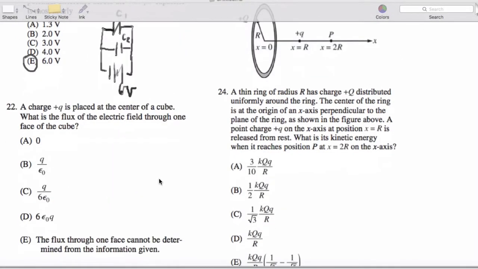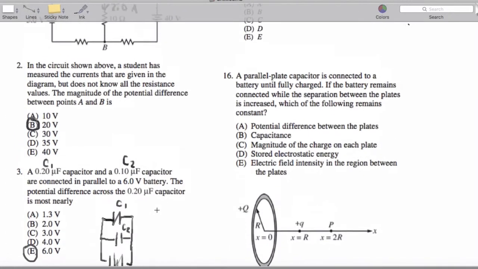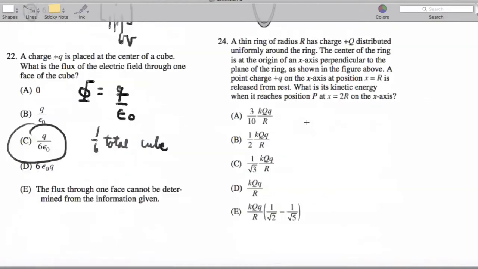Continuing on, a charge Q is placed at the center of a cube. We want to know the flux through one face of the cube. Well, we talked about this very briefly in class, but the electric flux is basically the charge enclosed by an object divided by epsilon naught. And since one face of the cube represents 1/6, that means the flux is going to be 1/6 of the total cube. All right, so that's C. Now that's number 22.